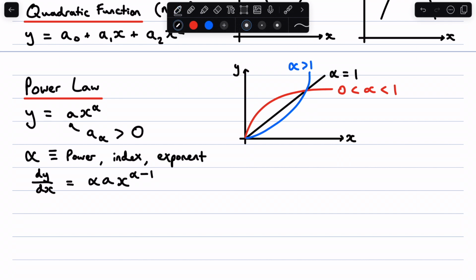And this point here where they all intersect would be the point 1, a, because when x equals 1, y equals a for whatever alpha is, because 1 to the power of anything is always going to be 1.